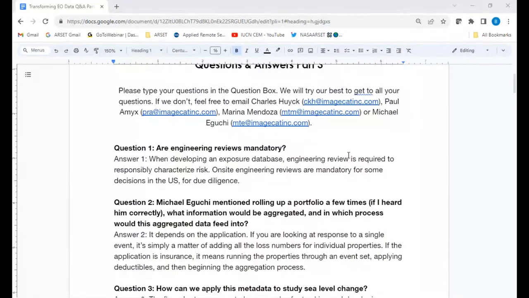Question one, are engineering reviews mandatory? I'll take that part. So when we develop these exposure databases, you want an engineering review to characterize those risks. The nuances are in the details and really depend on the hazard and what your exposure is going to look like. If we're looking at hurricane, we'll be looking at much different things, hurricane resistant components, straps, impact resistant doors, things like that, compared to a much different hazard, such as seismic or flood. When we do those on-site engineering reviews, it's definitely required, mainly for due diligence purposes.